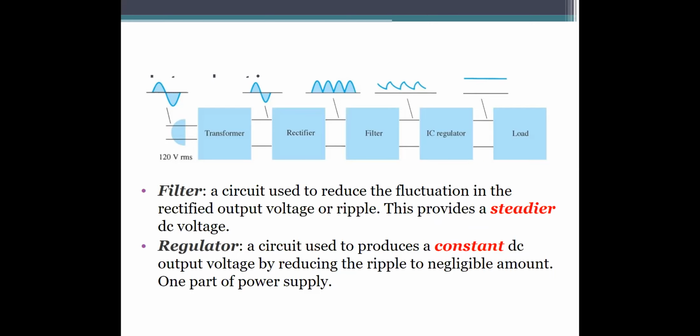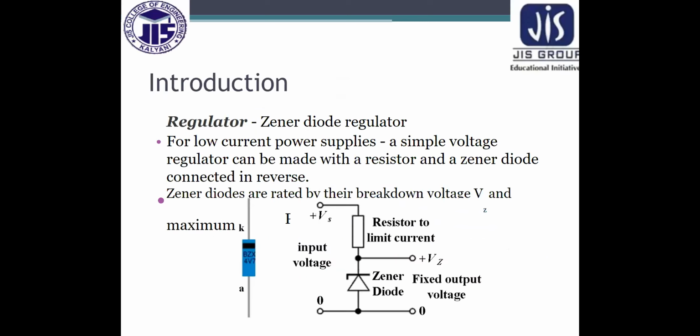So what does the filter circuit do? It reduces the fluctuation in the rectified output voltage, or ripple. This provides a steadier DC voltage. Regulator, this is our part of study. It produces a constant DC output voltage by reducing the ripple to a negligible amount. It is one part of the power supply.